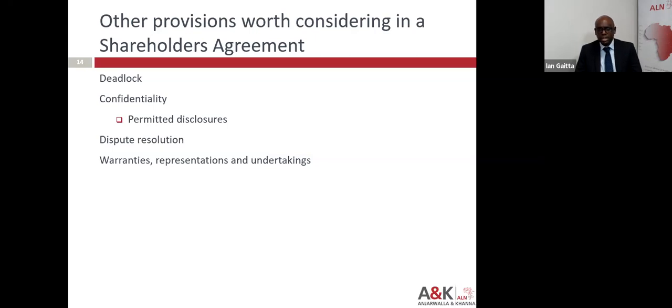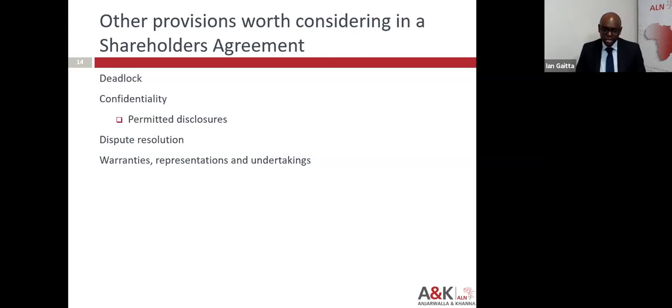Therefore, it's important that whilst you want to preserve the parties' confidentiality, you allow some reasonable level of permitted disclosures to these kinds of interested parties, because typically it's for good reason that that disclosure is being required.